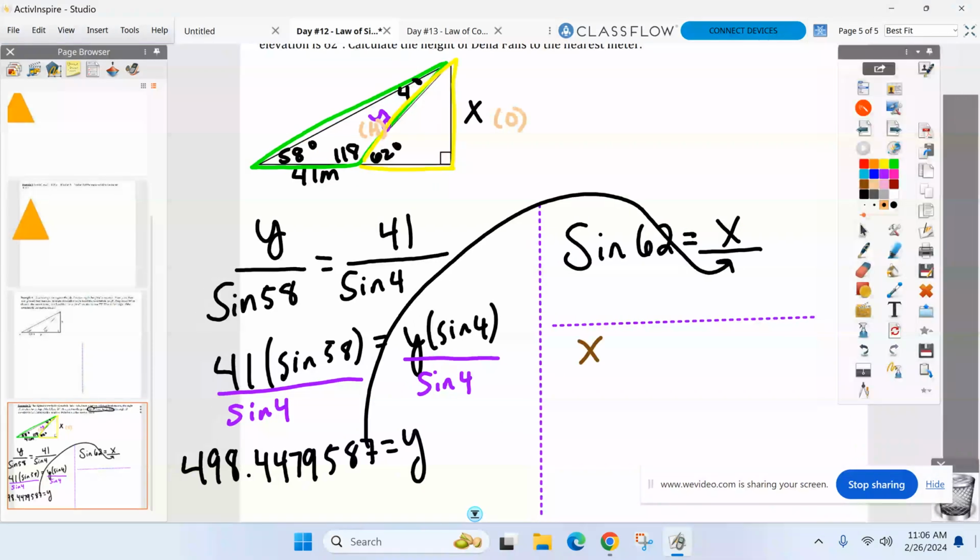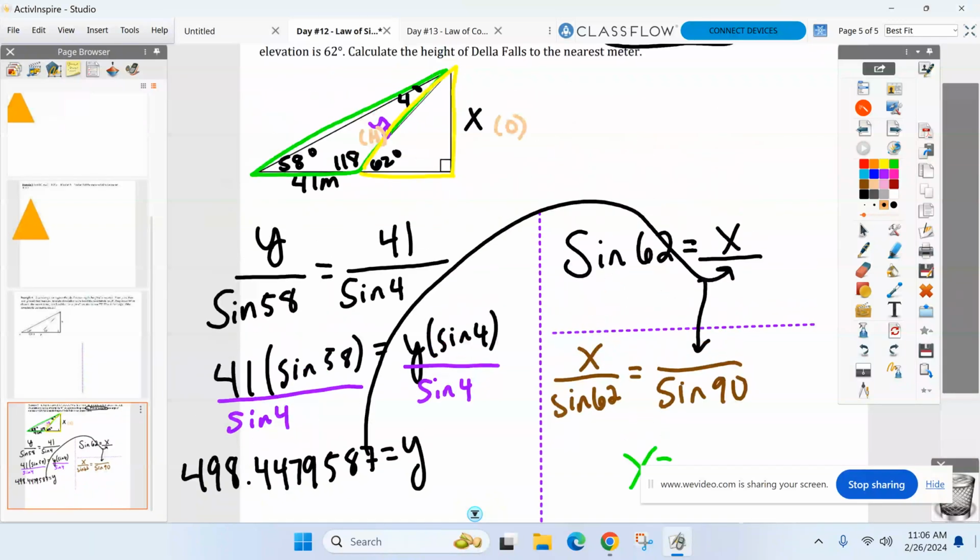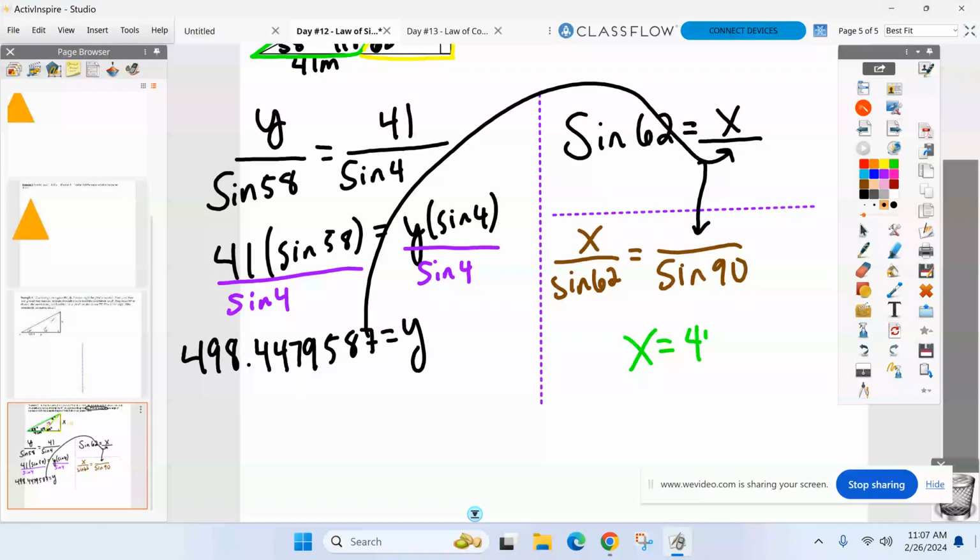We could say x over sine of 62 equals, again, my answer that I just found over sine of 90. You can use 90 degrees in the law of sines. It will work for any triangle. So no matter which one you use, same answer. So 440. What are we looking at? Nearest meter. So hopefully you guys are getting 440 meters.